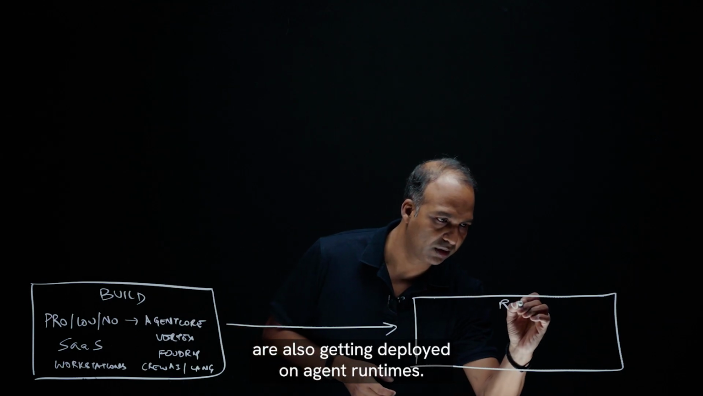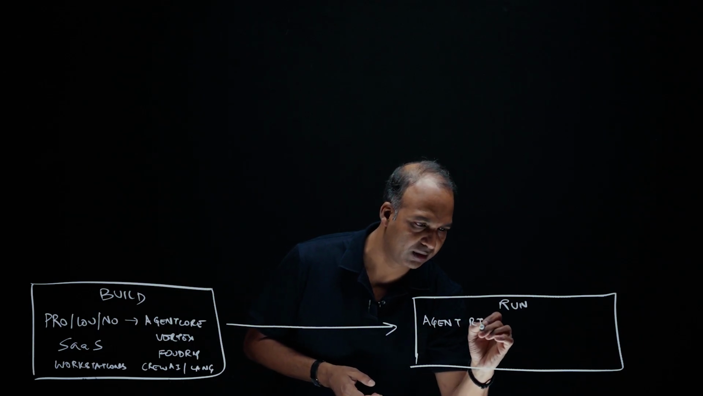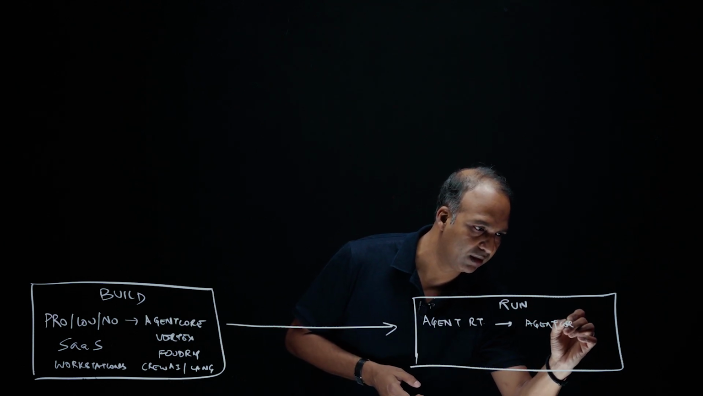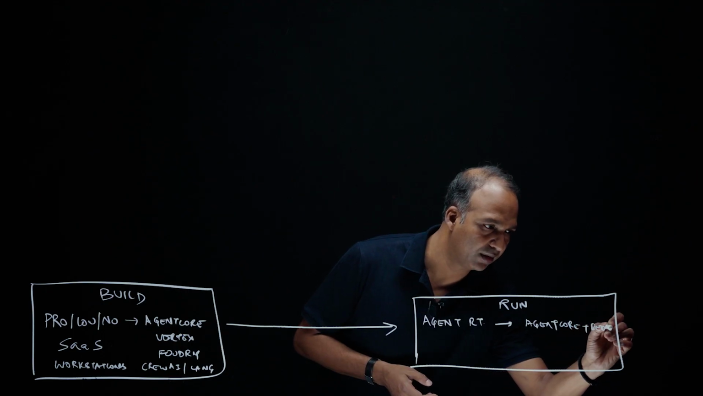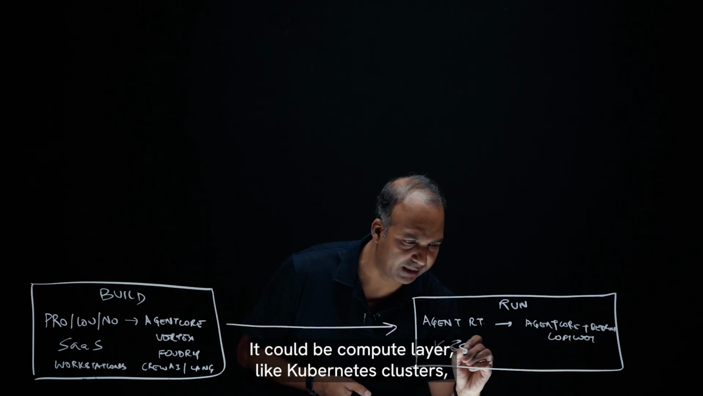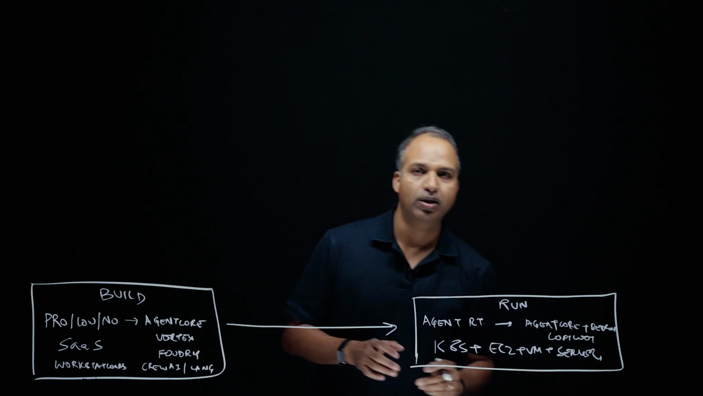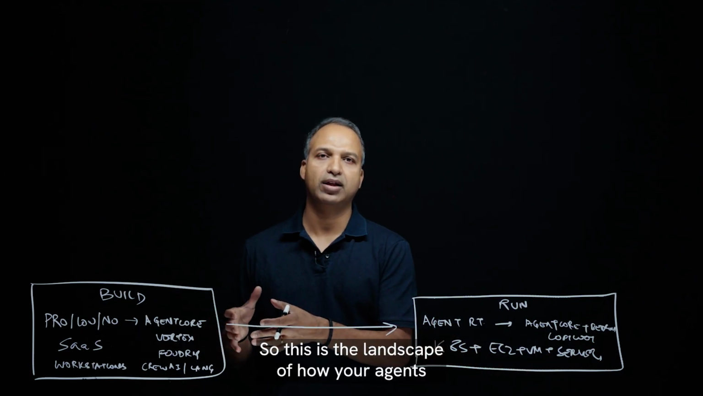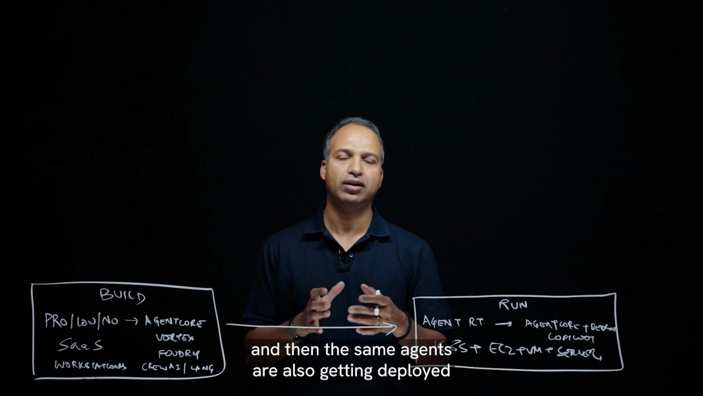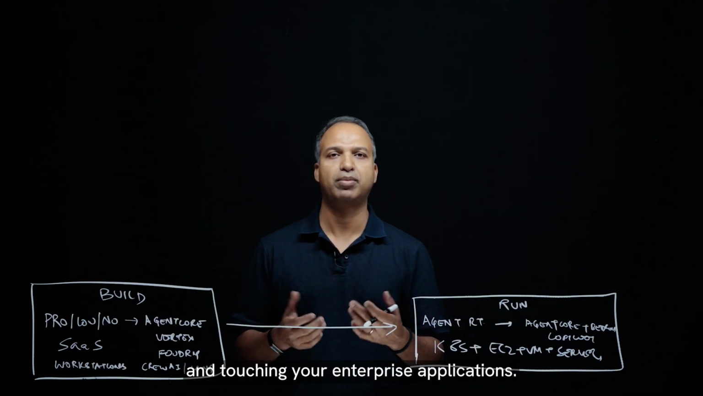Then these agents are also getting deployed on agent runtimes. For example, it could be Agent Core once again. It could be Bedrock. It could be Copilot. It could be a compute layer like Kubernetes clusters, EC2 instances, virtual machines, servers. So this is the landscape of how your agents are getting created by your developers, vibe coders, and business users on different platforms, and then the same agents are also getting deployed on runtimes where they are actually running in production and touching your enterprise applications.